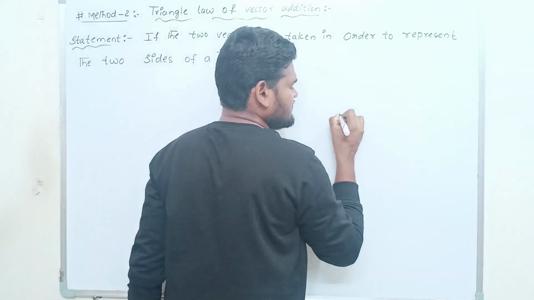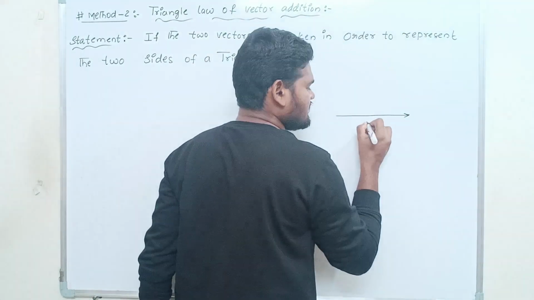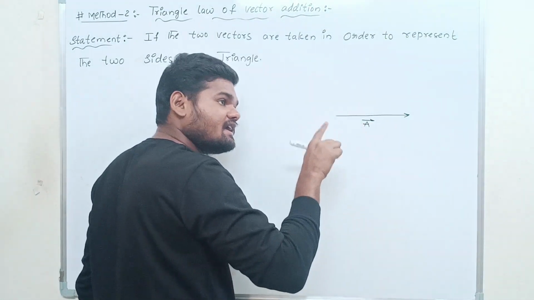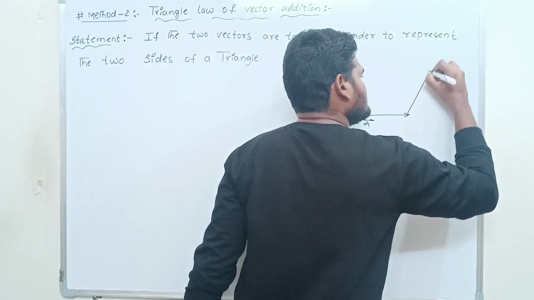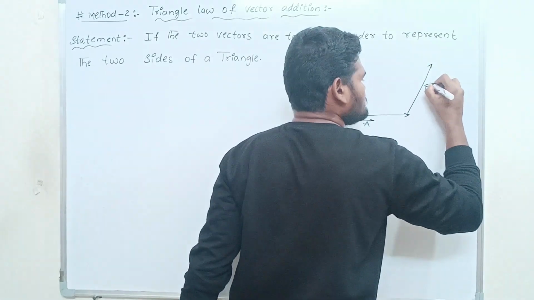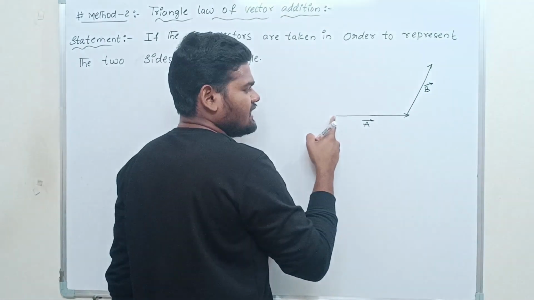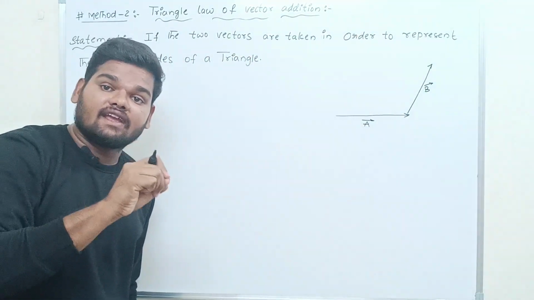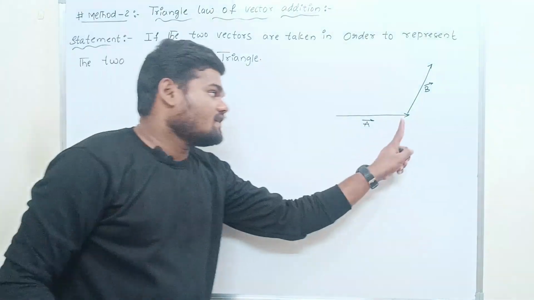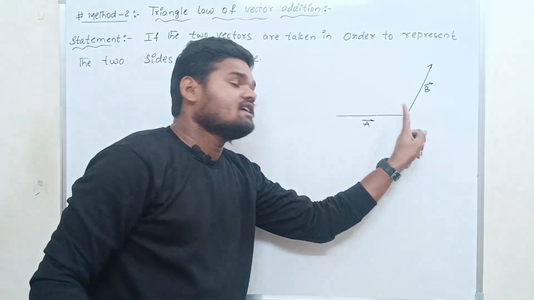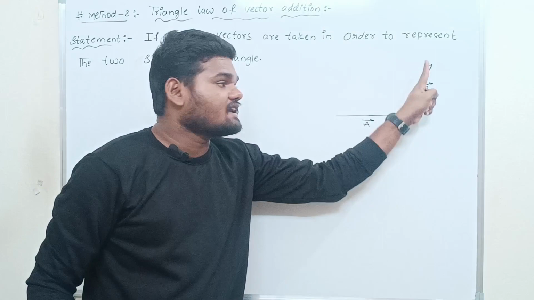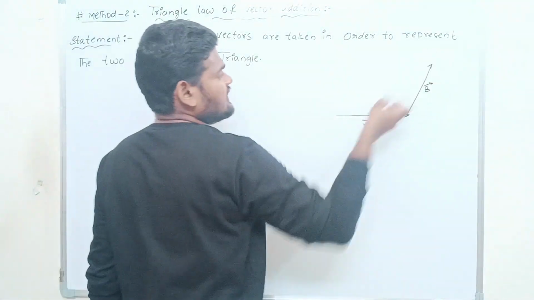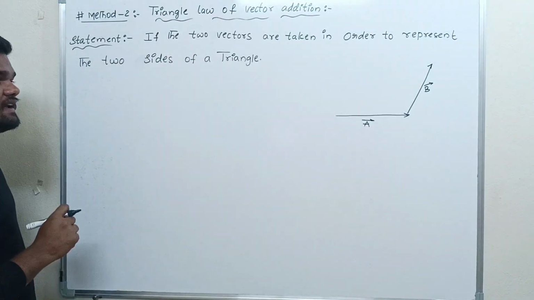Right. Have a look. From the statement, I'm taking the two vectors in order. So this is the A bar vector, and we have to take the B bar vector in order. Have a look, and this is the B bar vector. And these two vectors in order: tail, head. This arrangement is called what? Taking the two vectors in order. So after the head of the first vector, we have to take the tail of the next vector. Now these two vectors are in order. Okay, so I'm taking the two sides of a triangle like this.